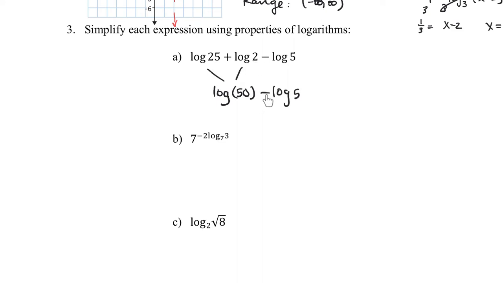Now we have the quotient property that says if you're subtracting two logarithms that have the same base, these are both log base 10, you can condense those into a single logarithm by dividing the terms inside. So this would be 50 divided by 5, which is 10. So now we have log 10, and remember common log that has no base is just log base 10. This 10 is raised to the first power, so those cancel out. So the answer is 1, and the reason the answer is 1 is that's the exponent that's left over when you cancel this base with that logarithm.